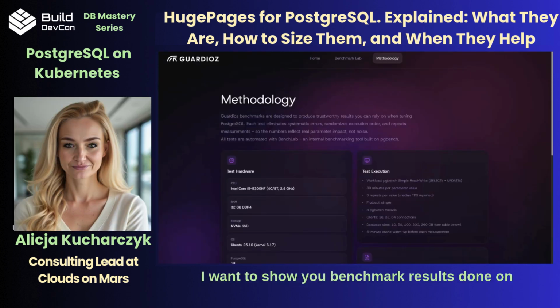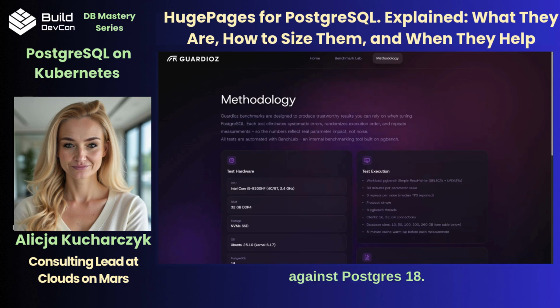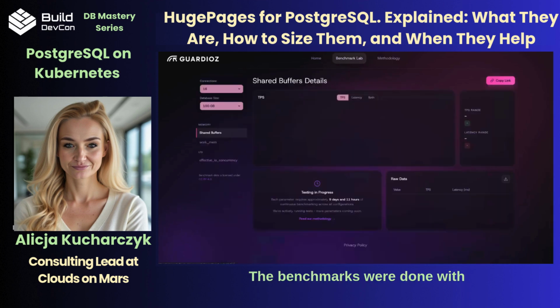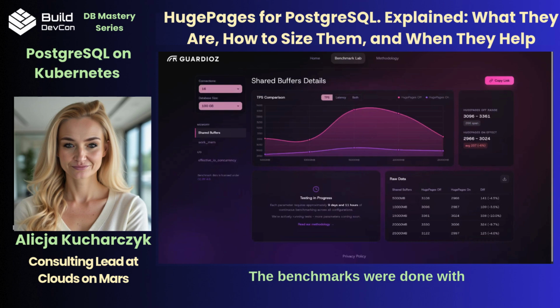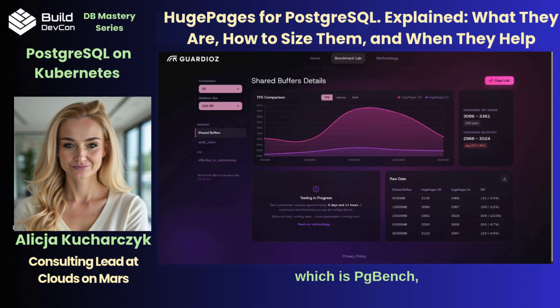I want to show you benchmark results done on a machine with 32 gigabytes of RAM and 8 vCores against Postgres 18. The benchmarks were done with the internal tool used at Clouds on Mars for benchmarking. The tool is actually written on top of the classic tool, which is pgbench, but it eliminates most of the systematic errors that you might hit when using just pgbench from the command line.